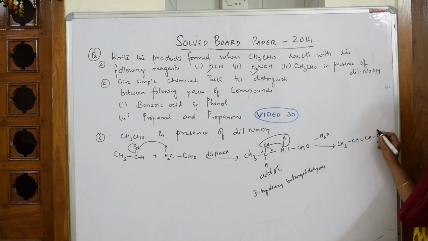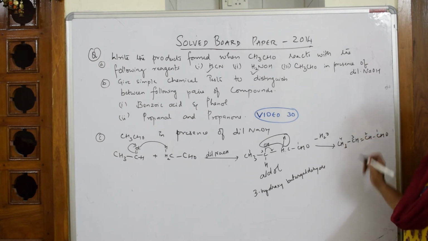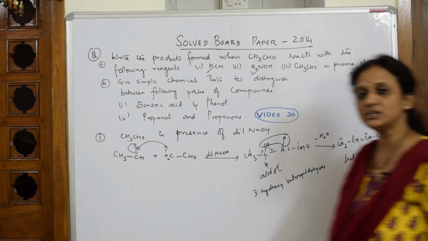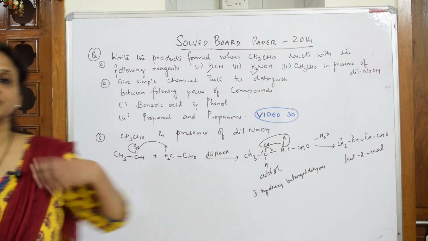What is this compound? 1, 2, 3, 4. Yes, so bute. Which bute is this? After 2, double bond, 2. Enol: en is for double bond, al is for aldehyde, but-2-enal. This is your aldol condensation reaction.